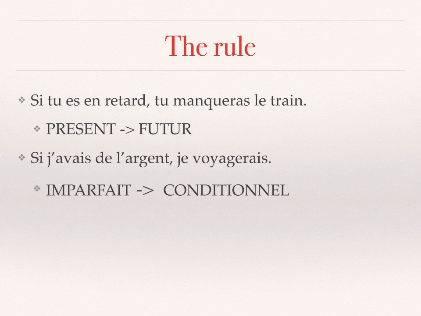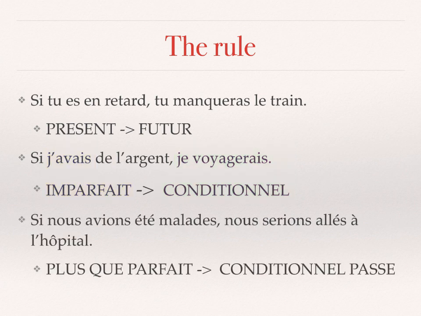In our second example, si j'avais de l'argent, je voyagerais. In the si clause, we've got the imparfait, and in the main clause, we've got the conditional. So imparfait, conditional. And the last example, si nous avions été malades, nous serions allés à l'hôpital. In the si clause, si nous avions été, that's the plus que parfait. Et nous serions allés, that's the conditionnel passé.